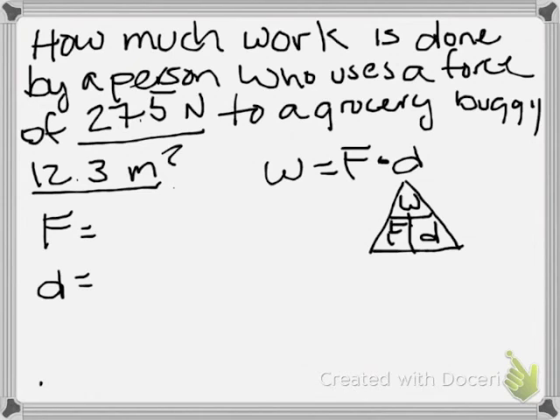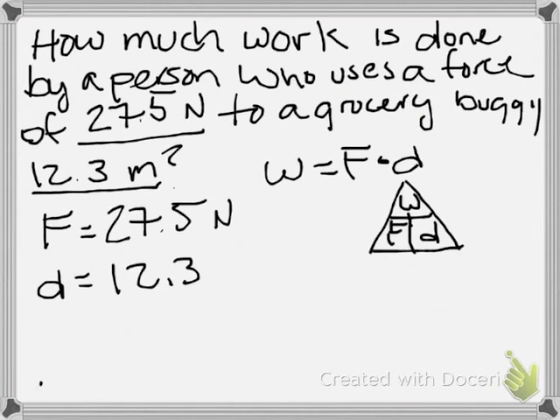So we have force. Which one of these would be the force that we're using? 27.5 newtons. Okay, so we'll put 27.5 newtons. That's the force that the person is exerting. Okay, that's the key word there. And then it gives us a distance. What's the distance that we're going to use? 12.3 meters.